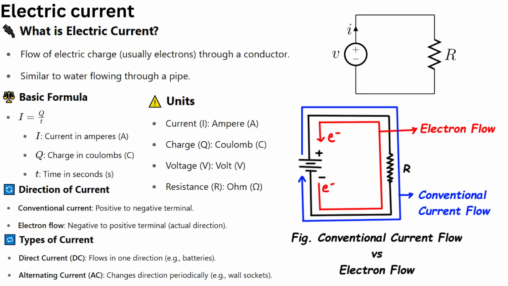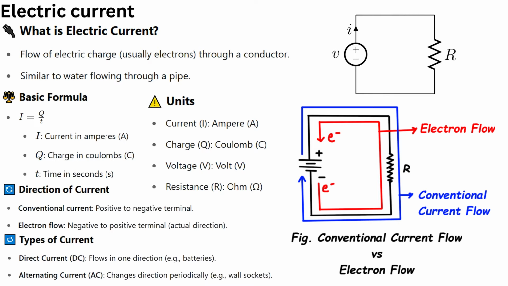To make this abstract idea more concrete, let's use the popular analogy of water flowing through a pipe. Imagine the wire is the pipe, and the electrons are the water molecules flowing within it. The rate at which this water flows past a certain point is what we would call the current.